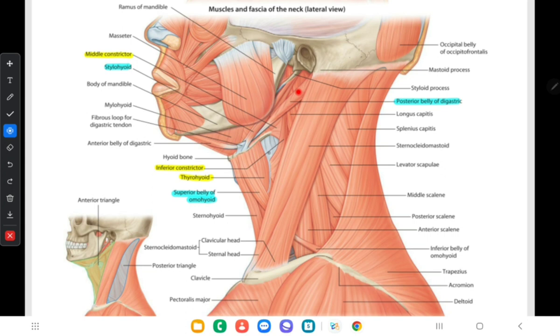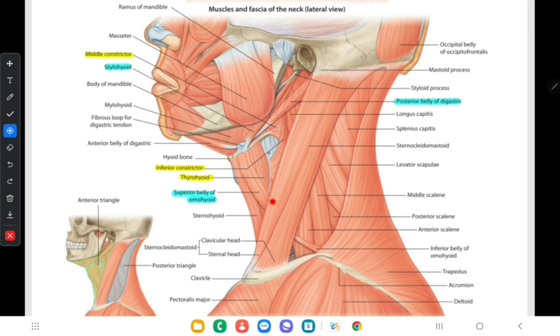In this picture, you can see the posterior belly of digastric here. This is the posterior belly of digastric and the stylohyoid muscle. These two muscles form the anterosuperior boundary of the carotid triangle. Then the anteroinferior boundary is formed by the superior belly of omohyoid muscle. This is the superior belly of omohyoid muscle. Then the posterior boundary is formed by the anterior margin of the sternocleidomastoid muscle.